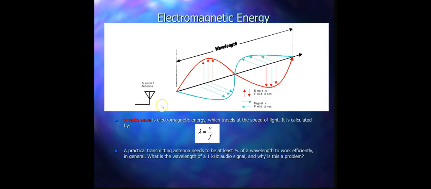In vertical polarization, the electric field goes up and down with respect to the earth, whereas in horizontal polarization, the electric field is in the horizontal direction, and the magnetic field is going to be vertical. So in general, if you want to achieve the best performance, then the polarization of the transmitter's antenna and the receiver's antenna should match.